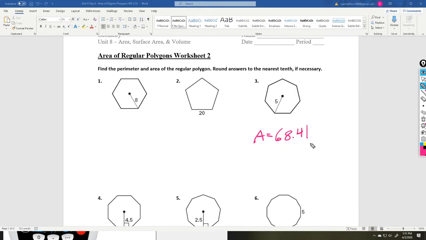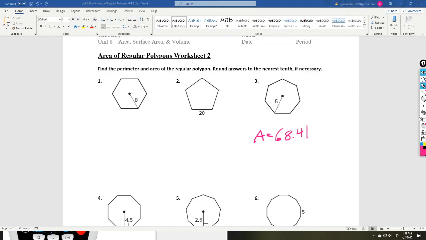So again, feel free to let me know if you have any questions on this problem. This is a tricky one. Okay, because the central angle doesn't divide out evenly. It's one of the few times that happens. You got to use sine and cosine because you don't have the apothem or the side length. So be careful on this one.